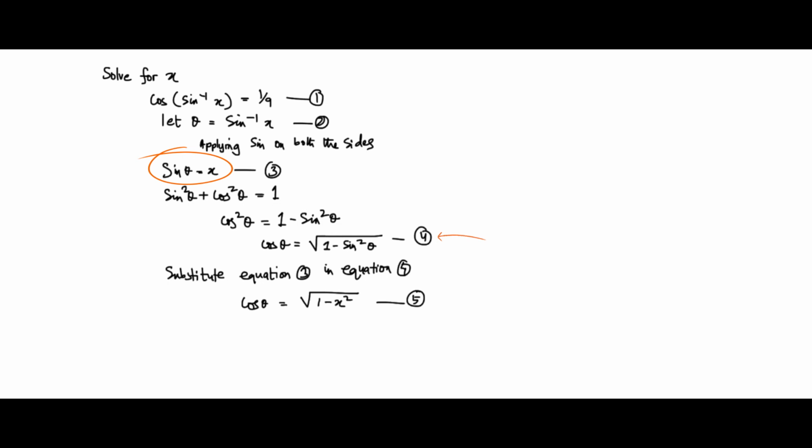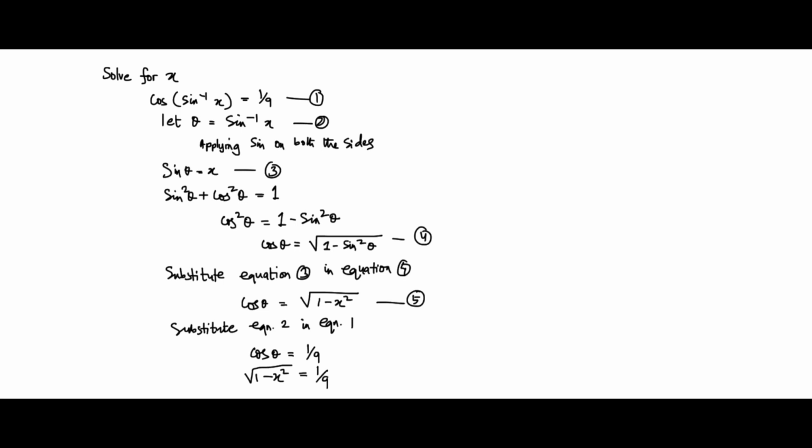Okay, cos theta. Now from here again, if you look back, sine inverse of x we have substituted as theta. So now cos of sine inverse of x, in place of sine inverse of x you can substitute theta. So now equation number 1 will become cos theta which is equal to 1 over 9. And from equation number 5, cos theta is equal to square root of 1 minus x square which is equal to 1 over 9.